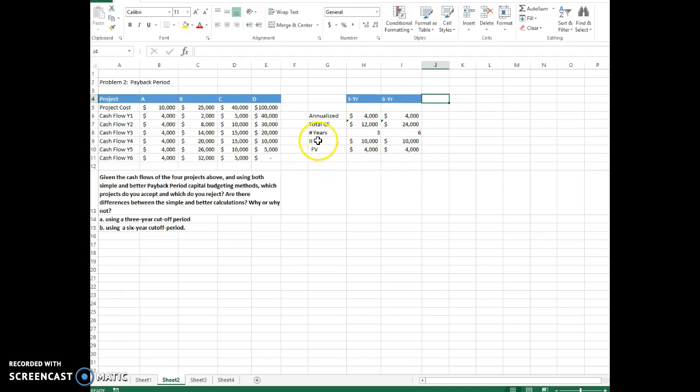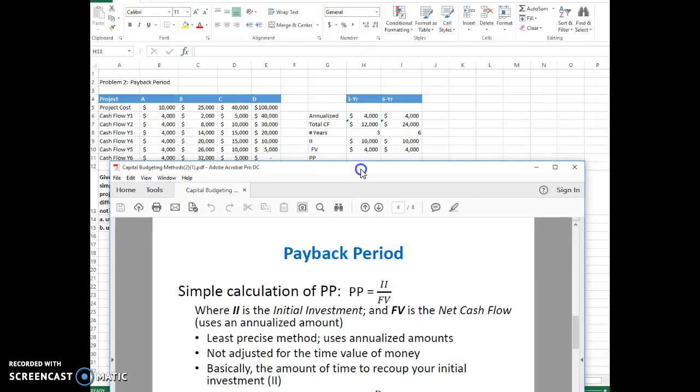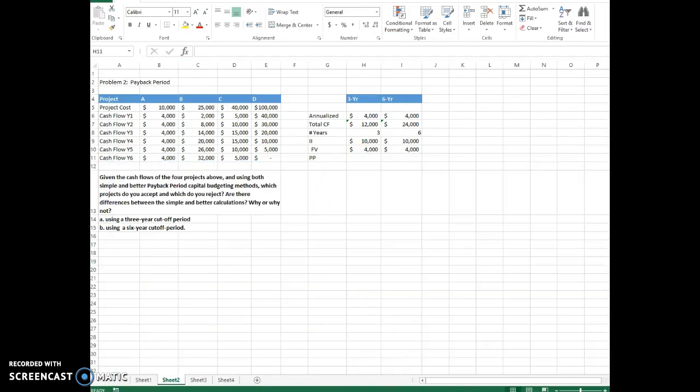So what we're looking at is Project A. The payback period is going to be equal to the initial investment. If we remember our formula, it's initial investment divided by future value, and in this case, that is equal to this divided by the future value. We get 2.5 years is the payback period.